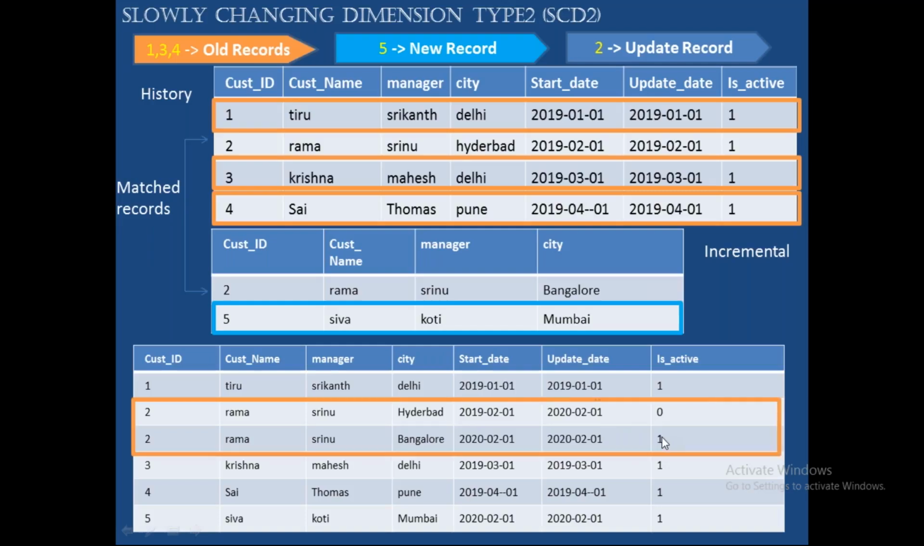This is the new record which came into the system. Okay, next, you can see these are the updated records. So this date is the one on which I have updated, and on the same day the new record is started. On the same day I just deactivated the old record and activated the new record, because he moved from Hyderabad to Bangalore. This is the fifth record which is just inserted into my dimension.